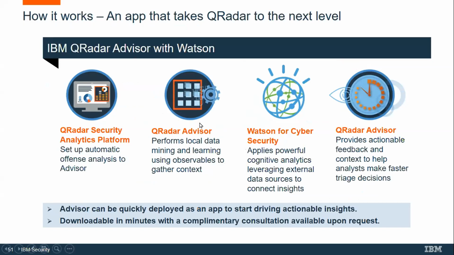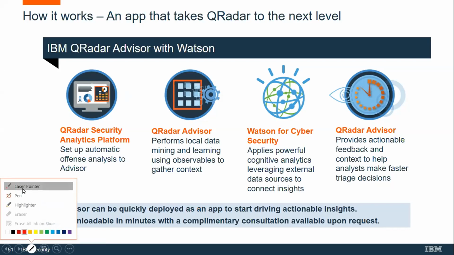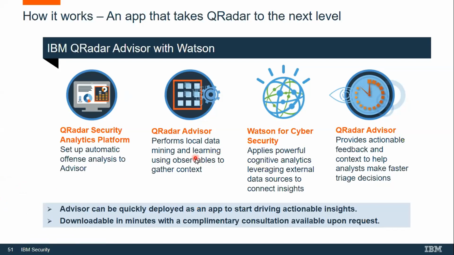And the advisor portion performs local data mining. So it says, if you had an offense that got created, I'm going to use Curator Advisor with Watson. I'm going to perform local mining and learning using observables to gather context. So I'm going to gather up that information and put that into its space. So I have my Watson advisor doing that, and then it sends it up to Watson for cybersecurity.